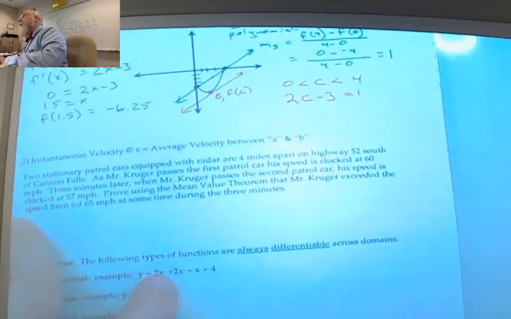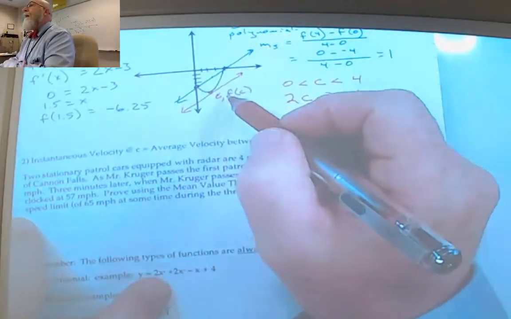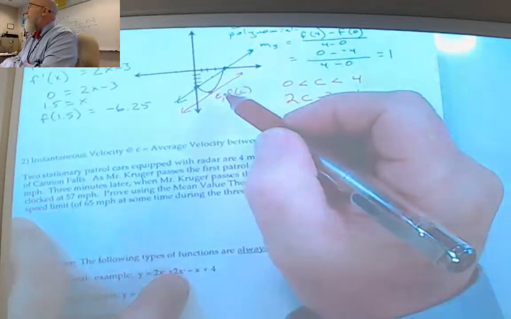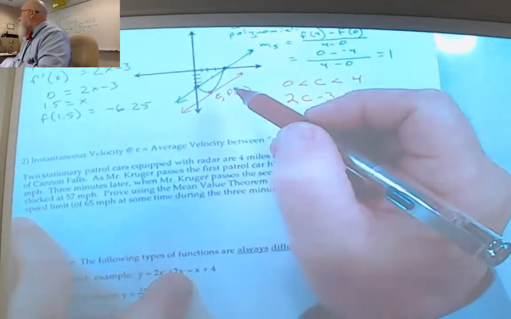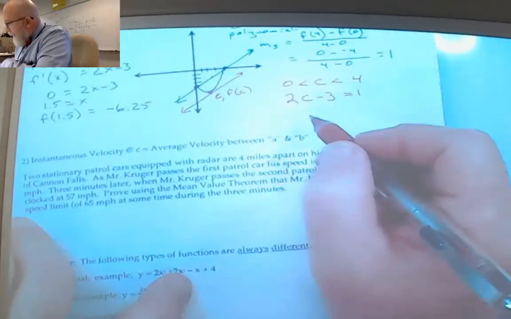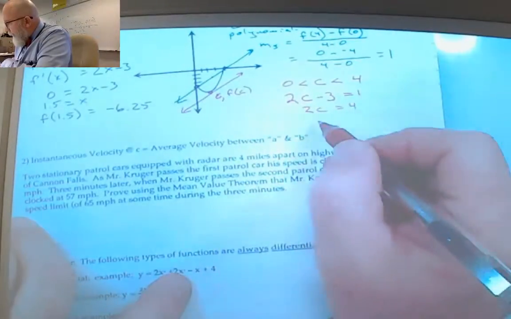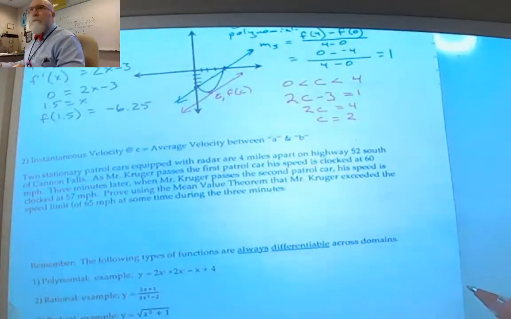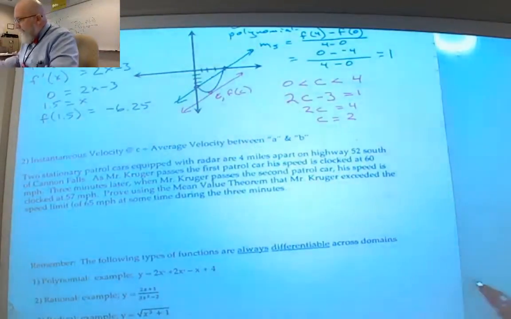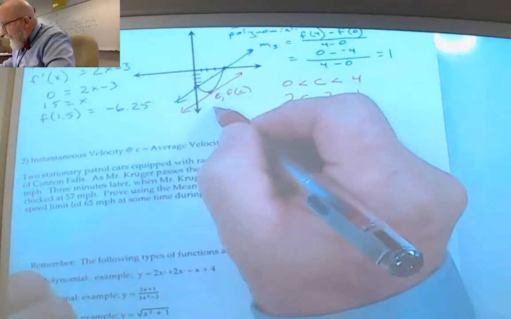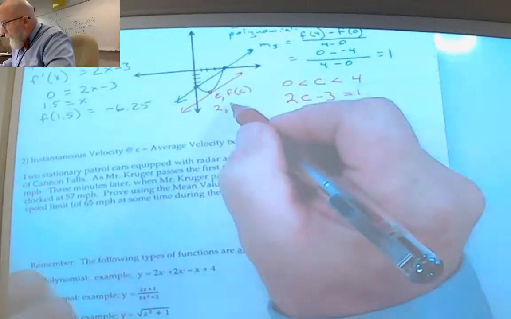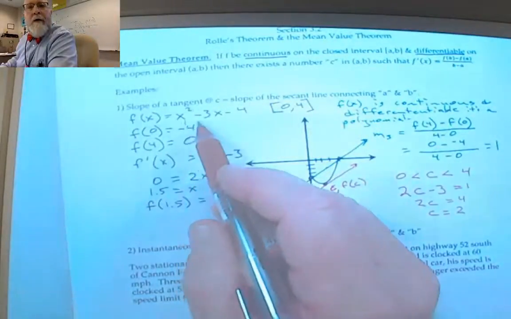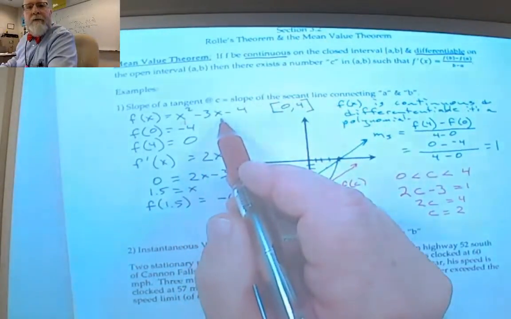Why do I choose 1? Well, that's the slope of my secant line. That's the slope that I want for my tangent line, right? So I get 2c is equal to 4. C is equal to 2. So this point is 2, comma, oh, let's see. If I put 2 in here, I'd have 4 minus 6 minus 4. I think I get a negative 6.